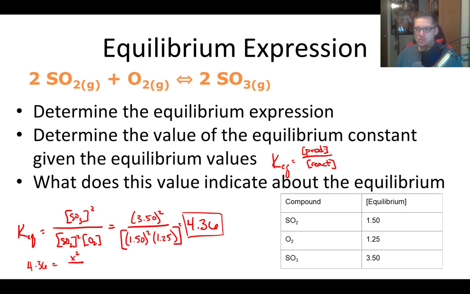So if our products are bigger than our reactants, then we should get a rather large K, right? Because our numerator was bigger than our denominator. If the reactants are more concentrated than the products, then we'll get a small K, all right? So because this number is bigger than 1, we know our products are favored because the product value, that numerator, was bigger than the denominator.